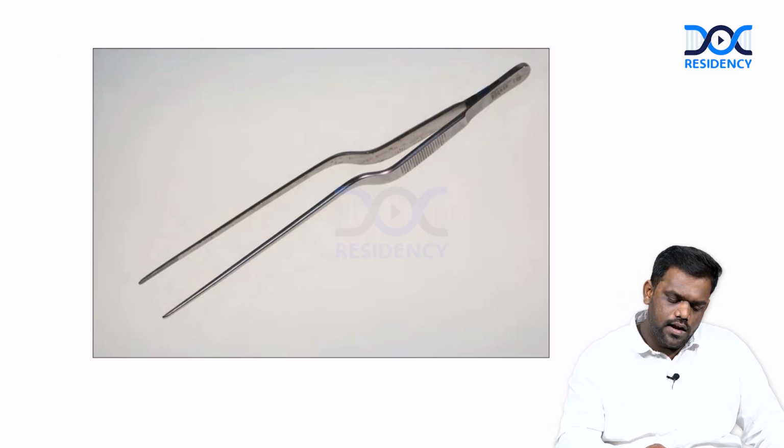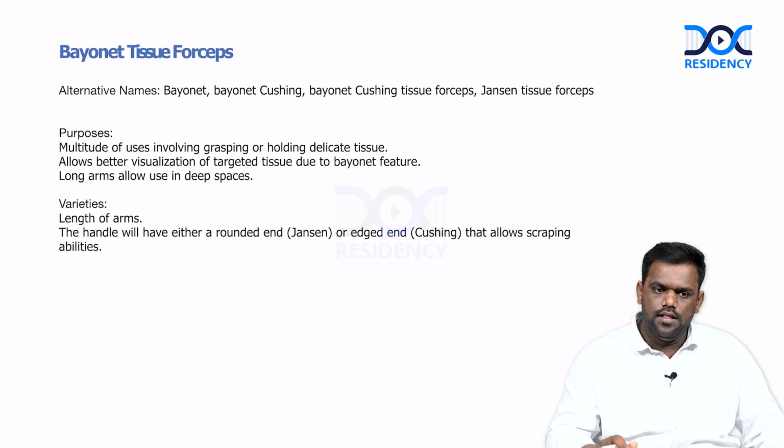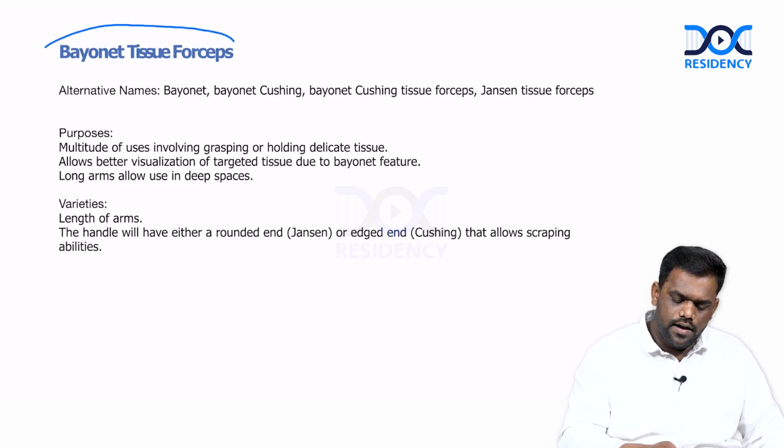This is very important. These are must-ask questions by the examiner. Especially they are using this in neurosurgery. What is this forceps? This forceps is bayonet tissue forceps.